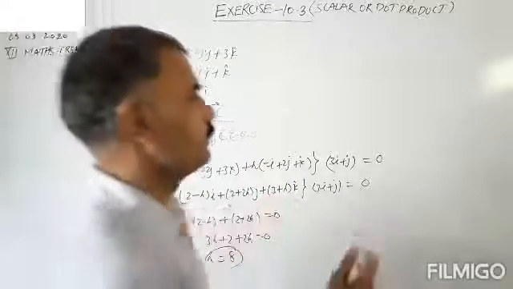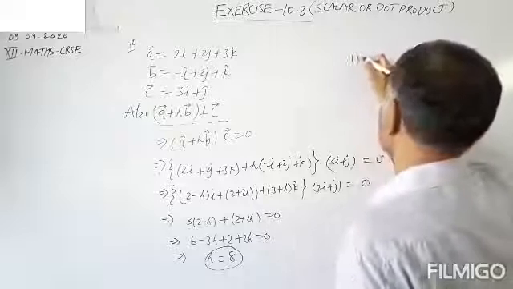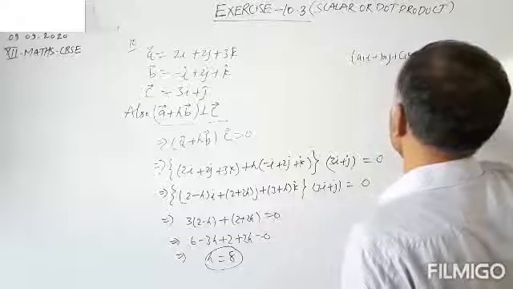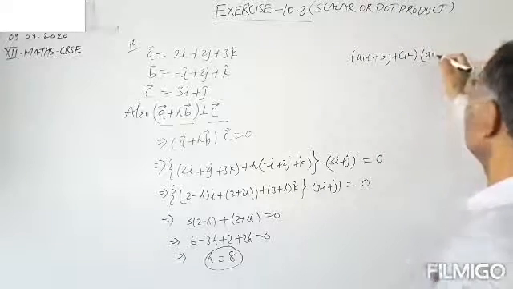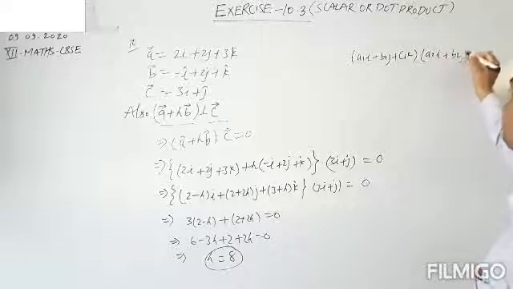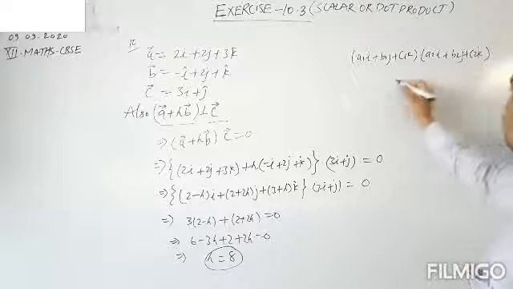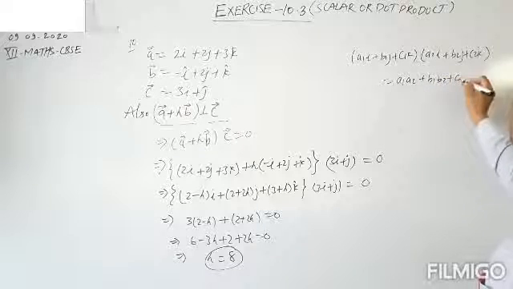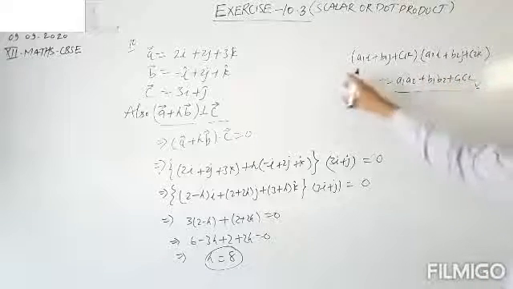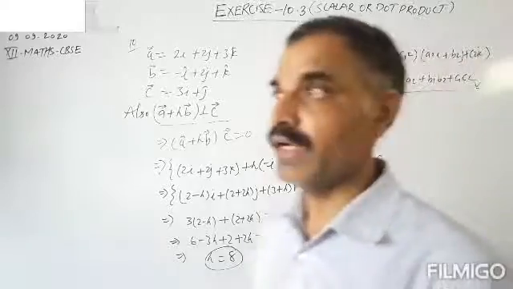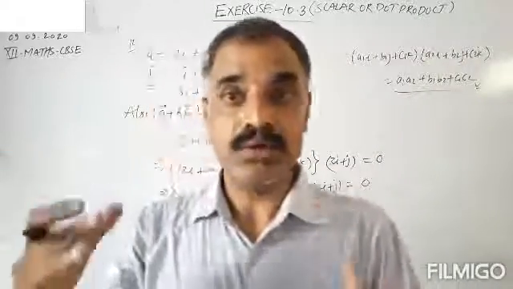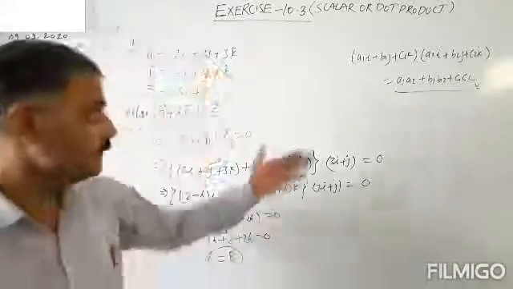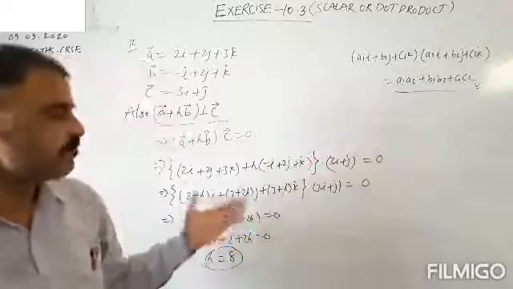Here we have used the result: (a1 i cap + b1 j cap + c1 k cap) dot (a2 i cap + b2 j cap + c2 k cap) is equal to a1 a2 plus b1 b2 plus c1 c2. Means the sum of the products of corresponding components, and the other terms will be 0. So we have used that result here.